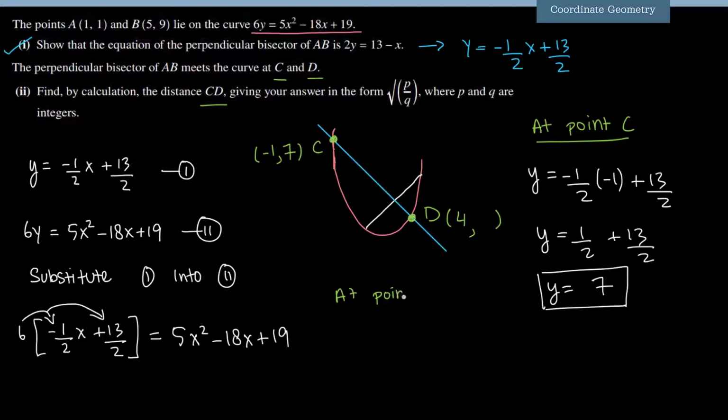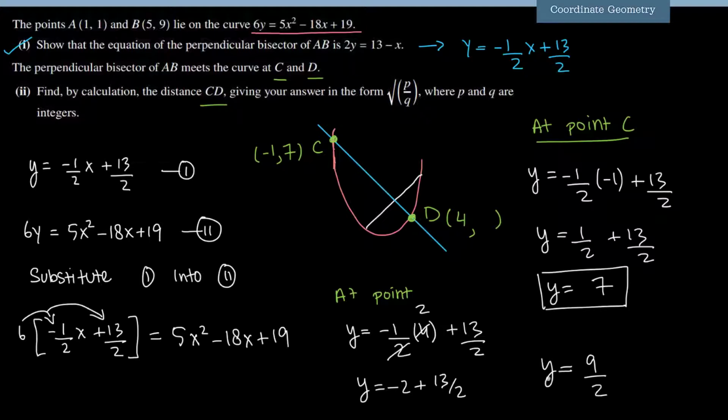And for point D, at point D, the y coordinate is going to be equal to minus 1 upon 2 x. The value of x over here is 4, so minus 1 upon 2 times 4 plus 13 upon 2. 4 divided by 2 is 2, so y is equal to minus 2 plus 13 upon 2, which is equal to 9 upon 2. So the coordinates of point D are 4, 9 upon 2.